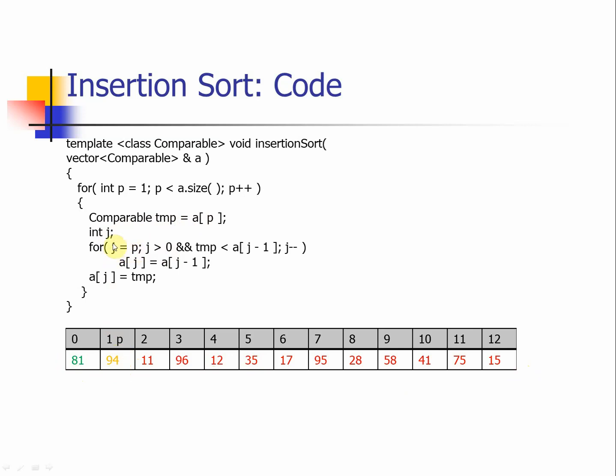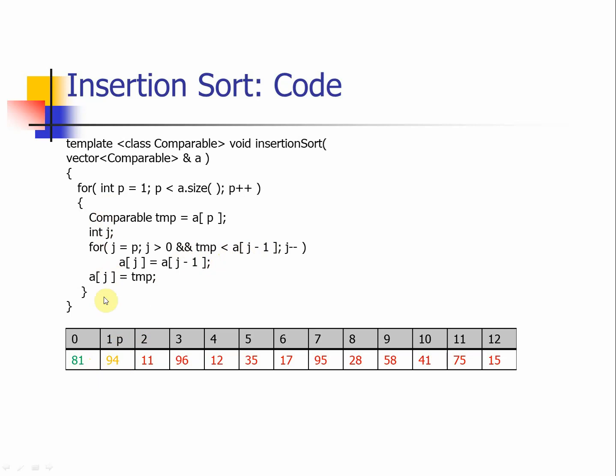So j, int j for j equals p, then what we are going to do is say j is the value of 1, and this is not a true case because temp, which is 94, is not less than a of j minus 1, which is 81, and therefore we don't need to do anything. Basically, this is finding the right position for the yellow items that we have.